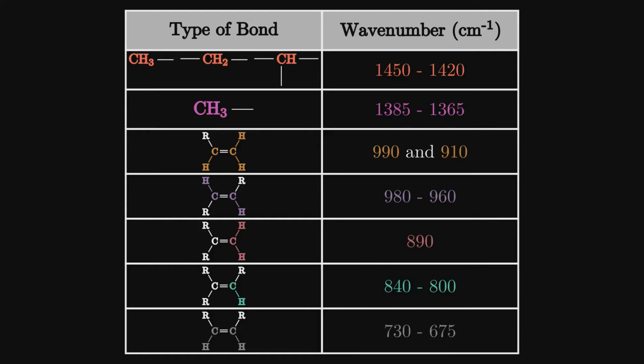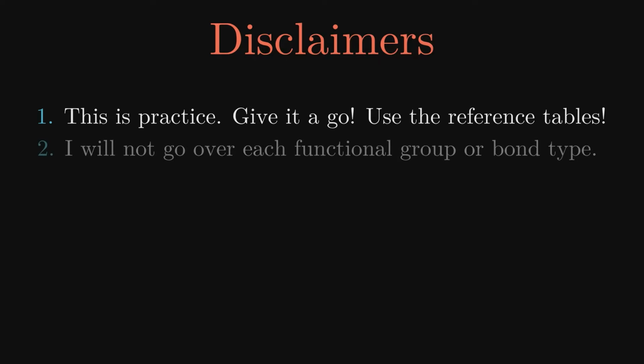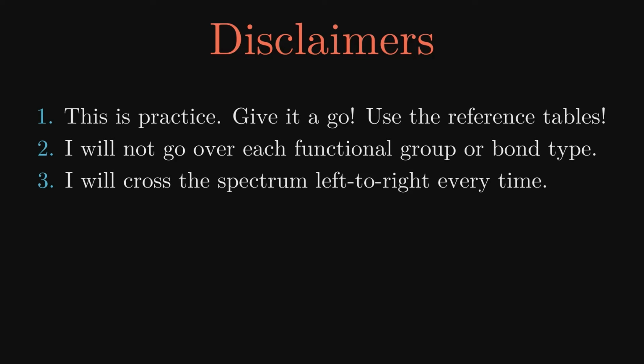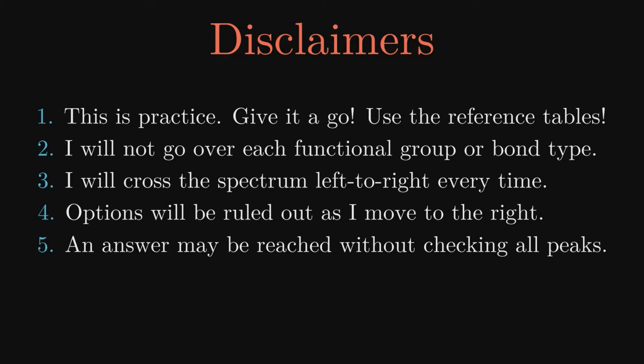Now, before we get to the first practice, give it an honest go with your analysis and use the reference tables. When I reveal the answer, I'm not going to show each and every bond type. Instead, I will start from the left of the spectrum and match peaks up to particular components. As they are checked, some options can be ruled out. It is possible that an answer is found without checking every peak.